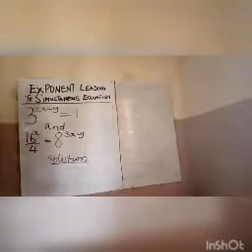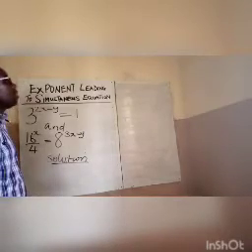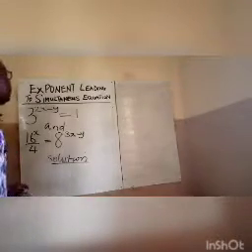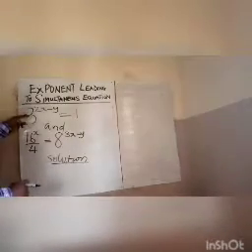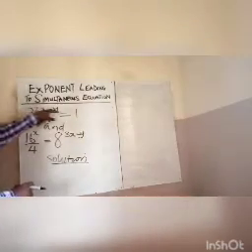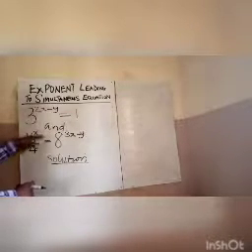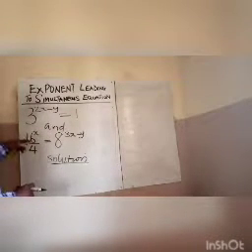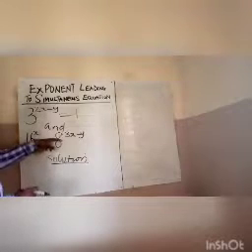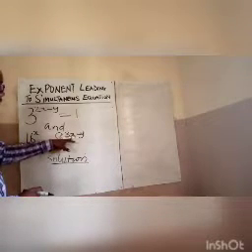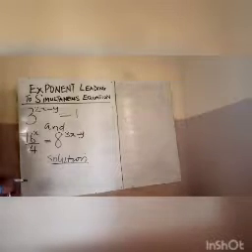Good day, class. We will be solving exponents leading to simultaneous equations. What we have here is 3 raised to power 2s minus y equals 1, and 16 raised to power s divided by 4 equals 8 raised to power 3s minus y.